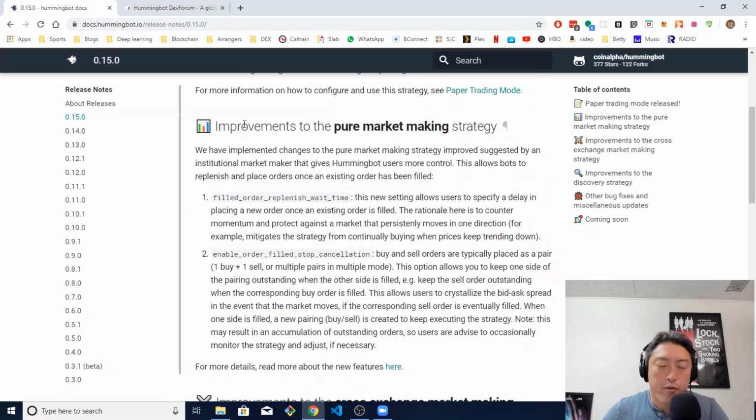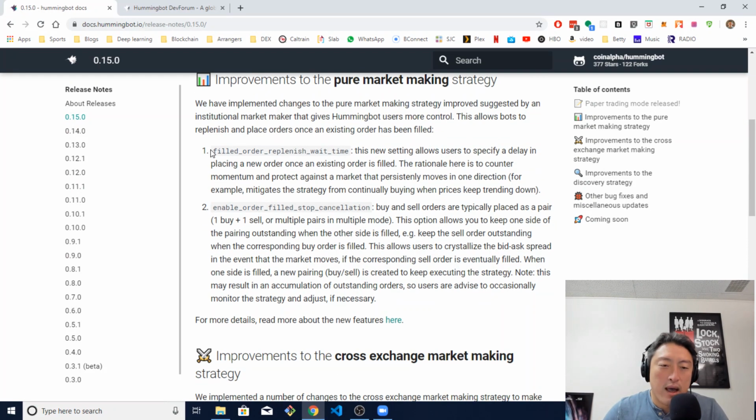Secondly, we made a bunch of improvements to the pure market making strategy. We added basically a delay, which is the parameter called filled order replenish wait time. What this means is when an order is filled, the bot can wait like 10 seconds or 30 seconds before placing a new order. The reason you might want this is because sometimes you have these really big orders in the market that eat up a bunch of orders in the order book, and maybe you don't want to catch a falling knife, so to speak.